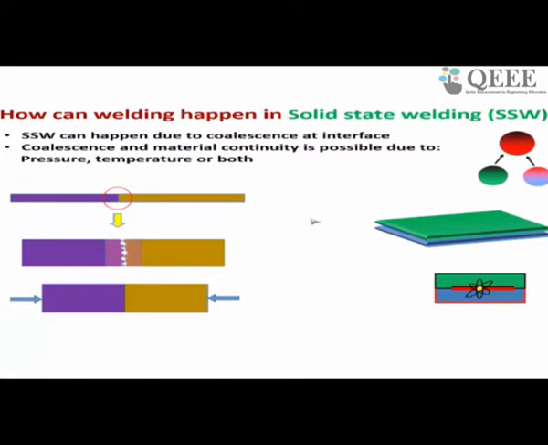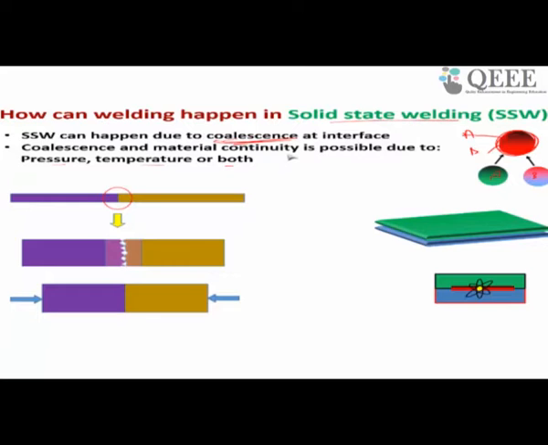So how can welding happen in solid state welding? In solid state welding, SSW, S means solid state. SSW can happen due to coalescence of interface. What is the meaning of this? This means material continuity. So in solid state, what will happen? Suppose this is A, this is B, then at high temperature it will be diffused, and here you will have concentration of A and B. This can be possible due to application of pressure, temperature, or so.